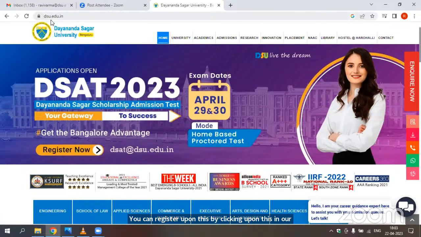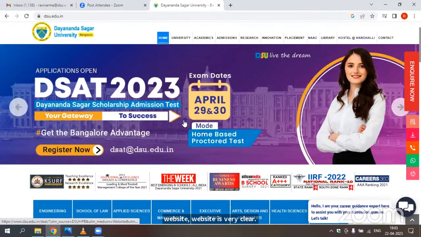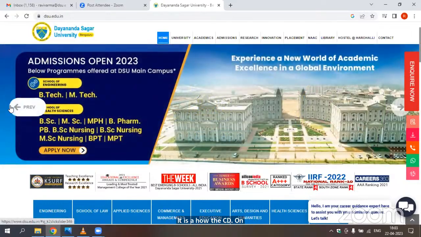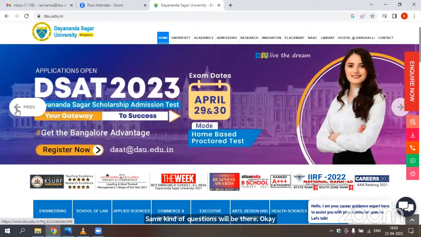The website is very clear, dsu.edu.in. If you type it, you can register here. The application fee is 1000 rupees, and the exam has two modes. One is home-based mode: you can sit at home and appear for the exam online. The other is center-based: you can come to our innovative campus at Kudlugate and attend the exam. The exam paper is like the CET and Comed-K, the same kind of questions will be there. And the exam dates are coming April 29 and 30.